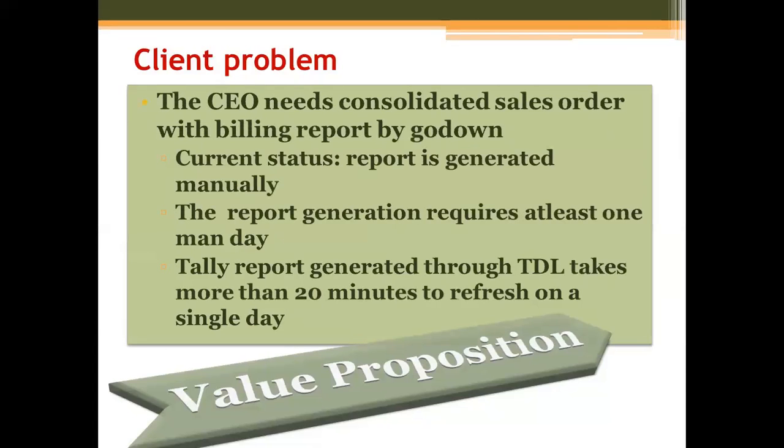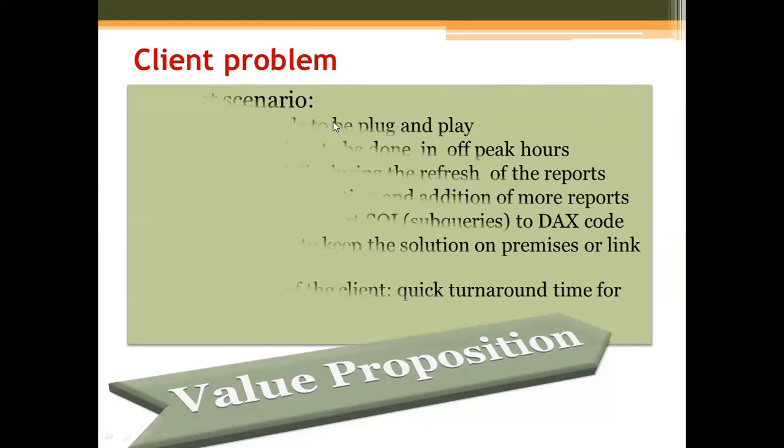So the client problem was that the client needed a consolidated sales order report along with the billing by Godown. The current status is that the report is being generated manually, and the report generation requires at least one man day. The Tally report generated through TDL used to take more than 20 minutes to refresh on a single day. So the client was looking at a certain degree of automation, right?